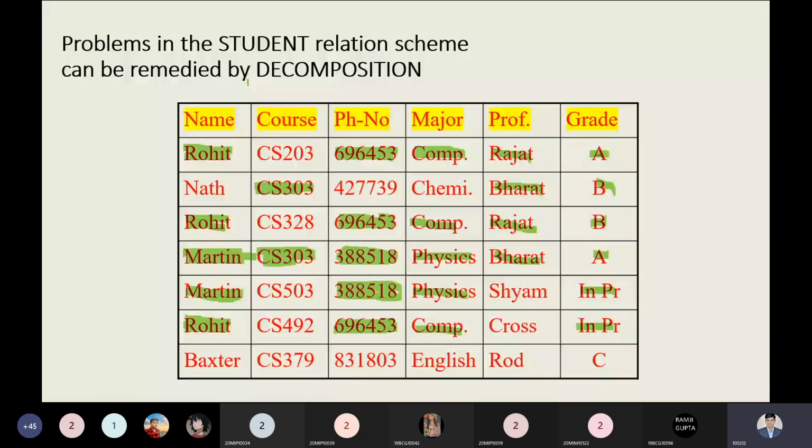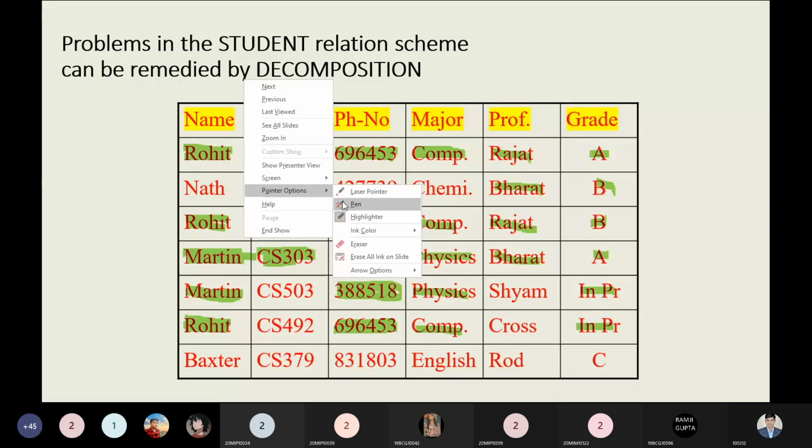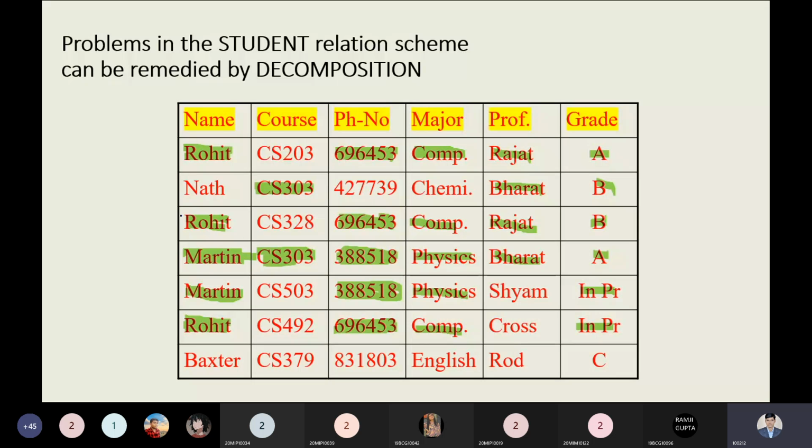But my point over here, if you want to remove duplicacy, suppose you try removing duplicacy by decomposition. Decomposition means just divide.